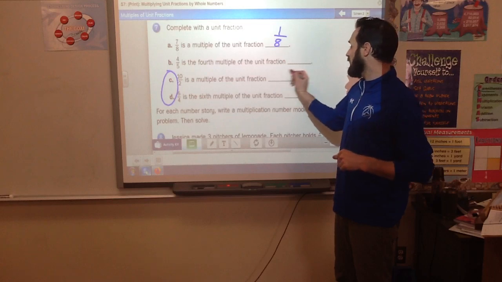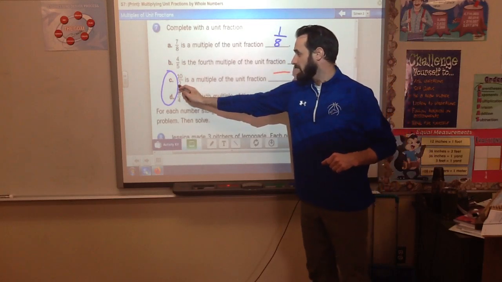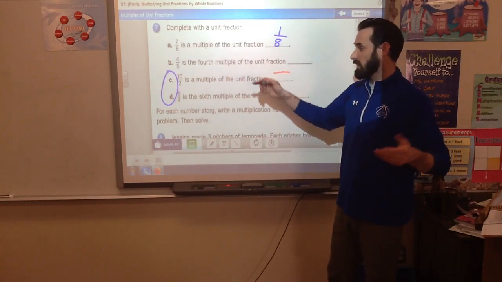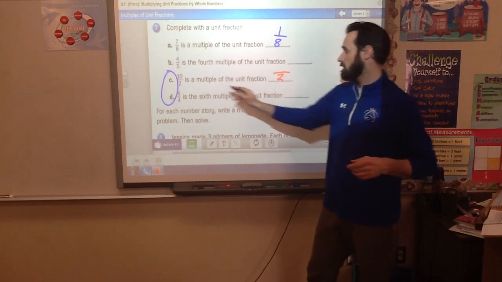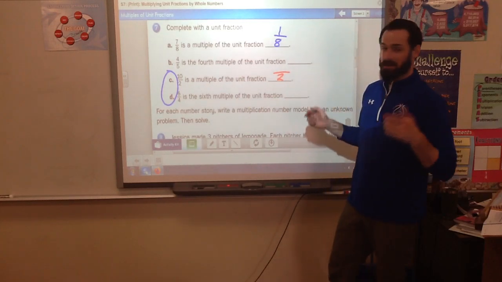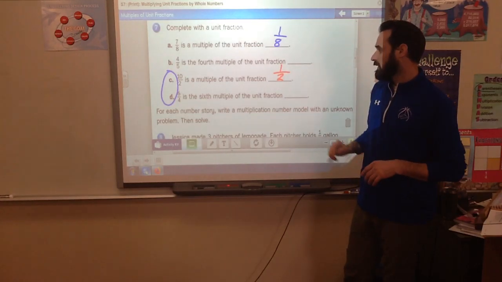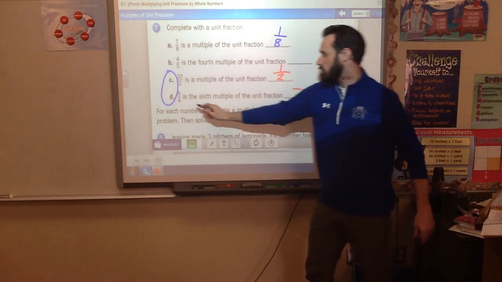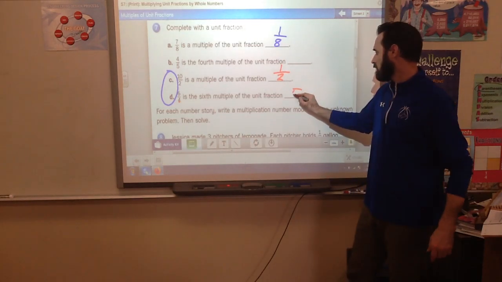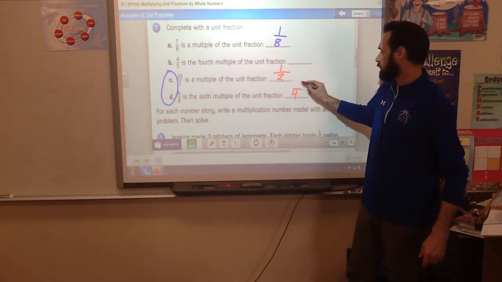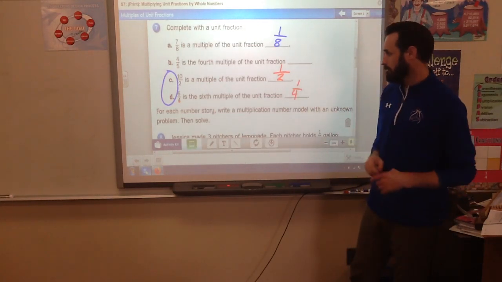Again, the denominator for every unit fraction is the same as the denominator that you're working with. So it's going to be a 2 here. See how they're the same? And the numerator, as I've already said, is always a 1. So down here, what would your denominator be? Fourths. And your numerator is 1. Always 1.